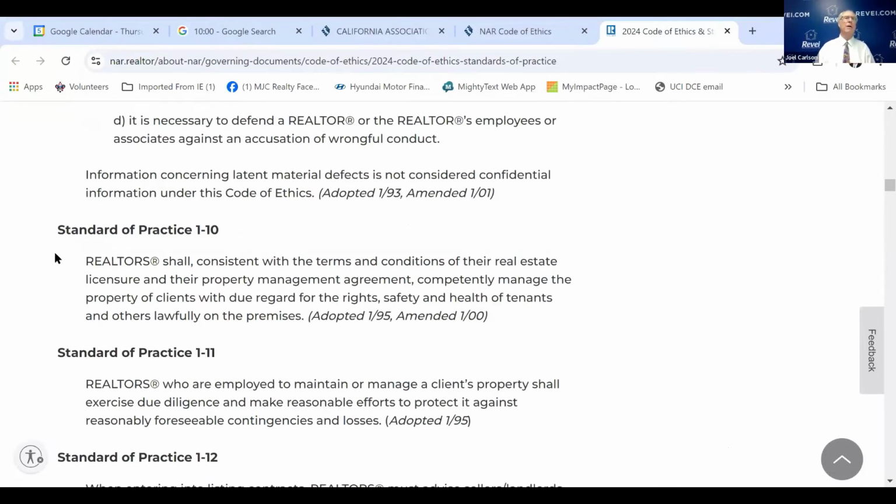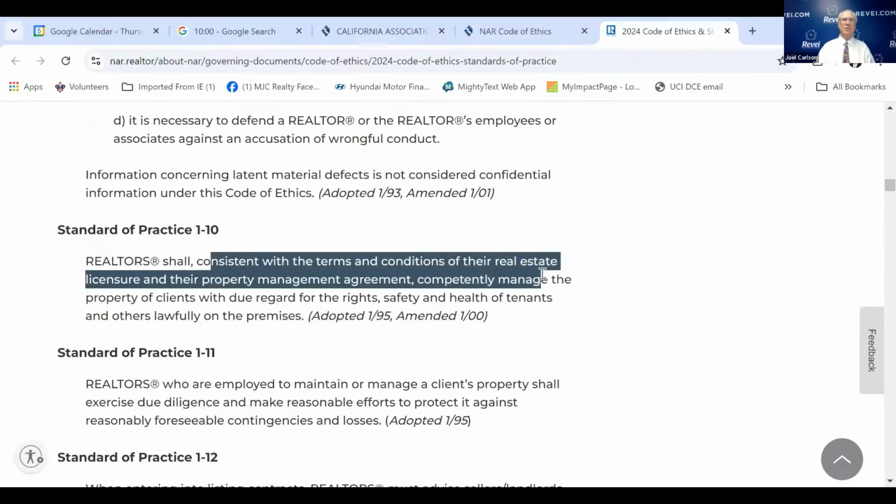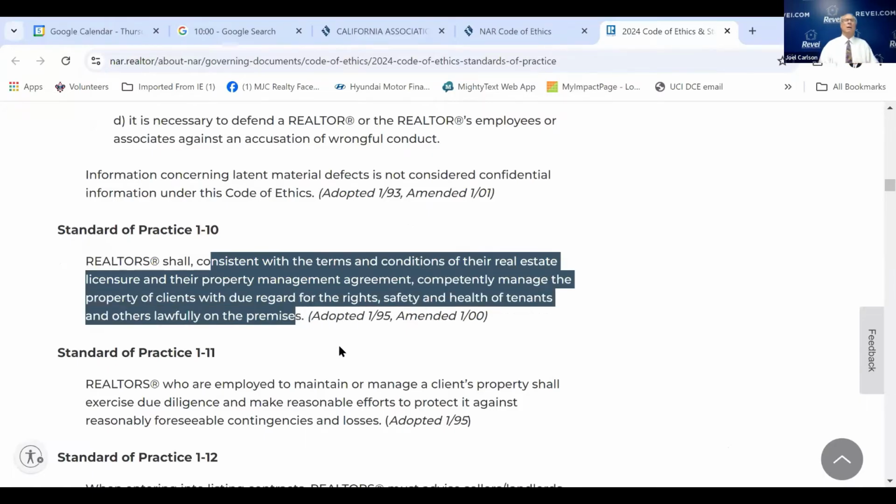Then 10, Standard of Practice 1-10. Consistent with the terms and conditions of their real estate licensure, property management, or competent management. Now, with the real estate license here in the state of California, what can we do? We can sell houses, we can sell commercial, we can sell industrial, we can sell raw land. Can we do property management? Yes. Now, if you do property management, you need to make sure of two things in California. Number one, that you got your broker's permission. That's under 10131 of the Business and Professions Code. Number two, that you have a trust fund account.